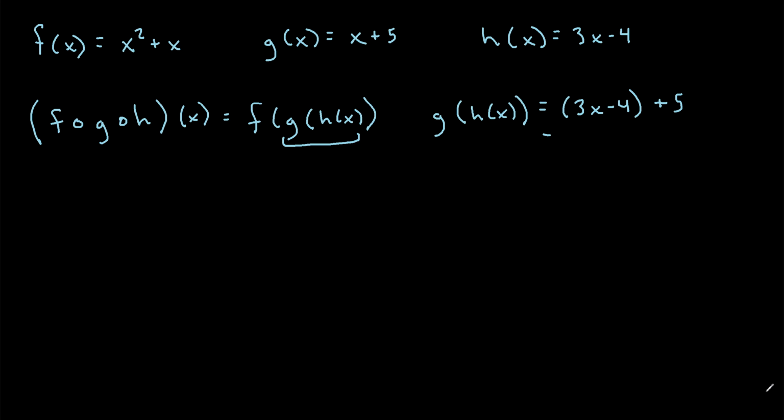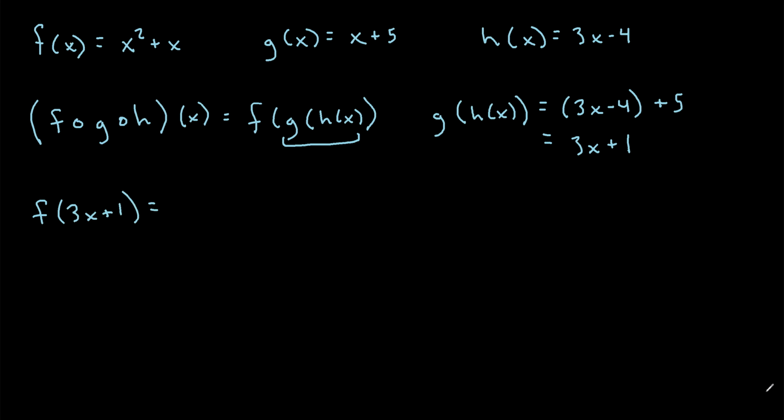So now we can just simplify it. 3x minus 4, so a negative 4 plus 5, that's plus 1. So 3x plus 1. So g of h of x is 3x plus 1. So this whole inner portion is 3x plus 1. So now we just need to evaluate f at 3x plus 1. So let's write that. F of 3x plus 1.